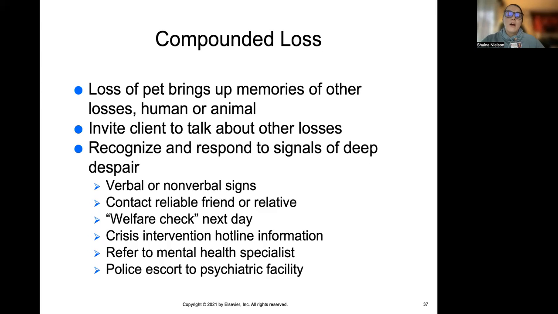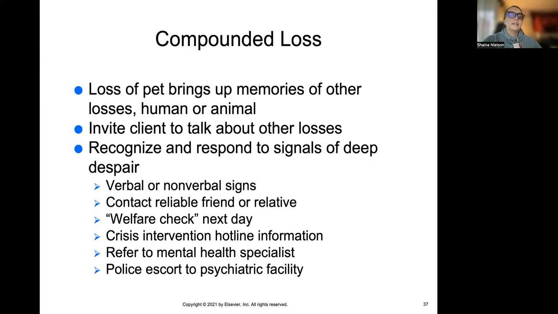And acknowledging the signals that they're going to be giving us, we want to recognize and respond to any deep despair that we might be seeing in our clients. This can be verbal or nonverbal signs. We want to help them if we can by contacting a reliable friend or relative, or just letting family members know this person looks like they're really experiencing deep despair. If we're really concerned, if we know the owner lives by themselves, they're a widow, and they don't have any other family, we might even call the police to do a welfare check on that person the next day. It is something common that we'll do. We want to make sure that our clients are okay, especially after experiencing severe loss.